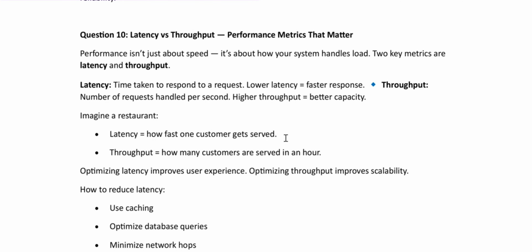Imagine a restaurant. Latency is how fast one customer gets served, and throughput is how many customers are served in an hour. Optimizing latency improves user experience. Optimizing throughput improves scalability.